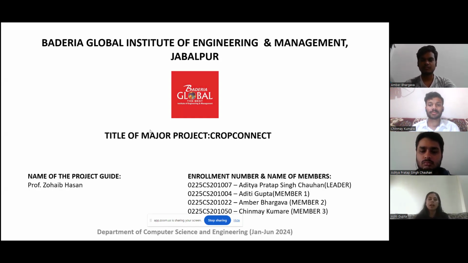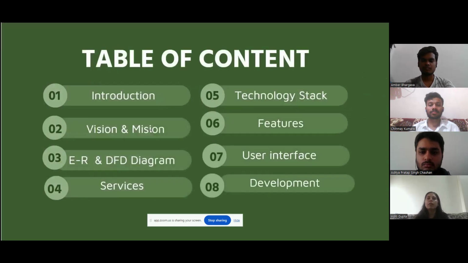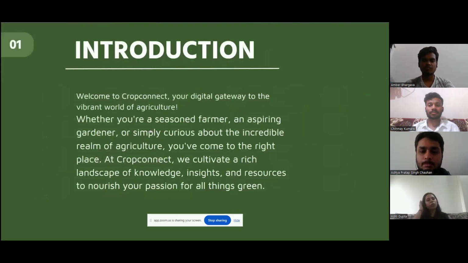So we have prepared Crop Connect as our major project. It's a companion website specially designed for farmers. It will act as a one-stop platform for them where they will be able to solve all the problems faced during farming. Our vision is to empower farmers and equip them with all sorts of modern tools and technologies. It will help them to increase efficiency as well as prosperity in terms of environmental and economic aspects. It will also help them to increase their productivity and profitability.